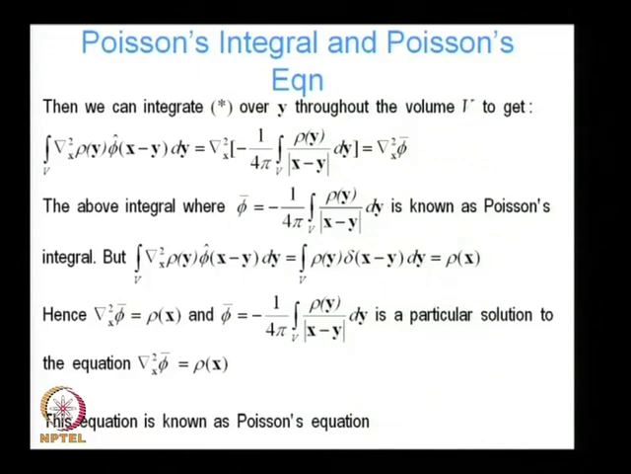Up till now we have not talked anything about boundary conditions. This Poisson's equation may have certain boundary conditions as well. So, this solution does not include the effect of those boundary conditions. It is a particular solution, so there is going to be another part which includes the effect of the boundary conditions.